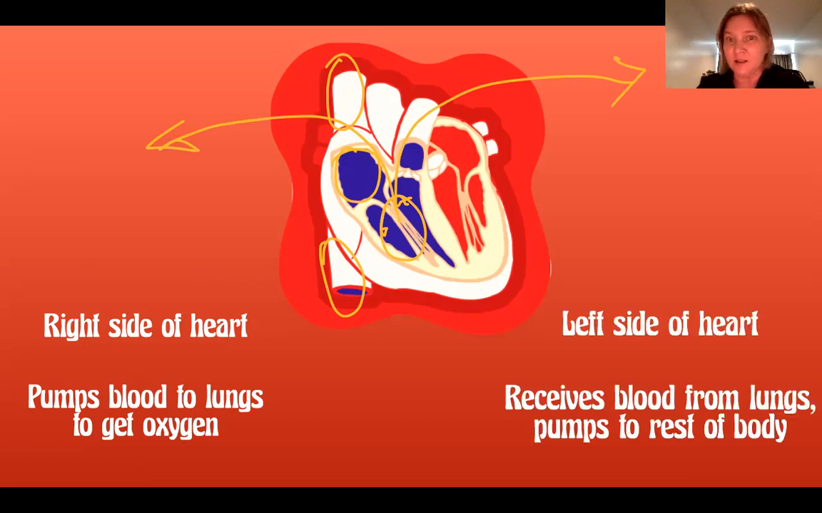The left side of the heart is going to receive the blood that just came back from the lungs, which is freshly oxygenated. That's why the left side of the heart is colored in red. And that's going to receive blood from the lungs and then pump it to the rest of the body.